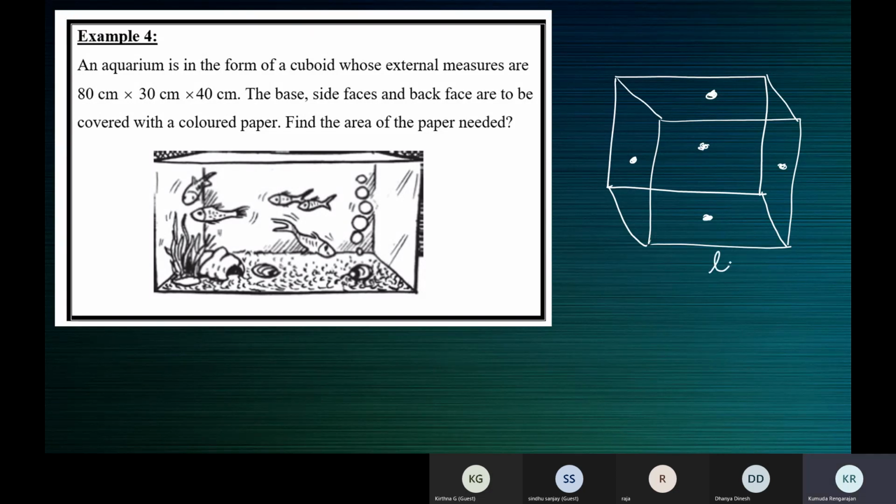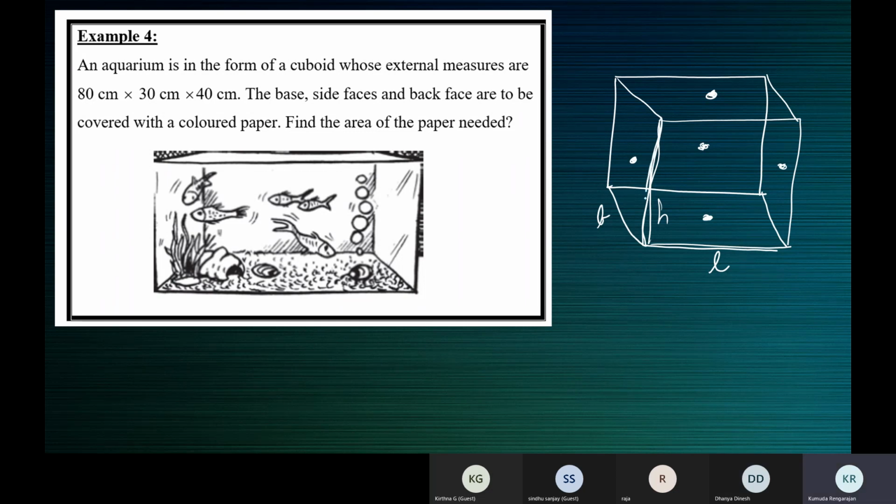So now this is the length of the cuboid. This is the breadth of the cuboid. This one is the height of the cuboid. Now, what are the dimensions of the front and the back face? Length and breadth, the front and the back face.